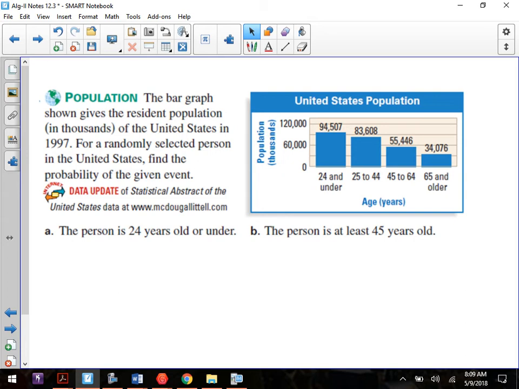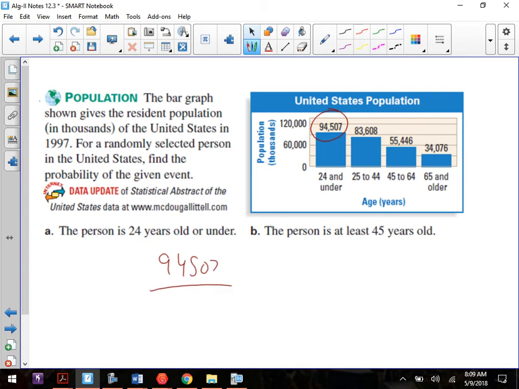In this example here, they're saying, what's the probability the person is 24 years or under? So what you're looking at is, where are they 24 and under? Here's your total. That would be your numerator, 94,507. Out of total possible would just be the sum of those 4 things. It's really, really easy to work with tables and charts with probabilities because you're just literally reading the information and pressing buttons in the calculator to get the fraction. Okay.